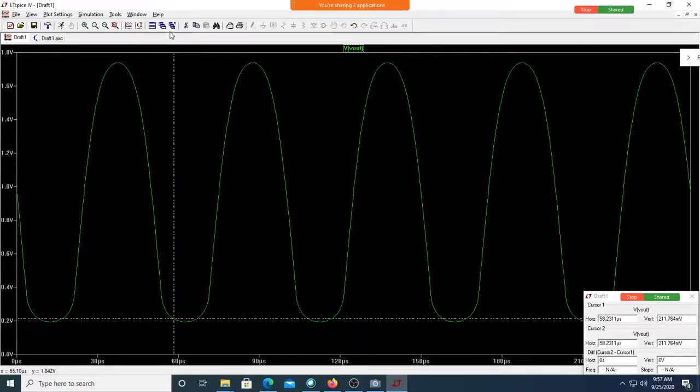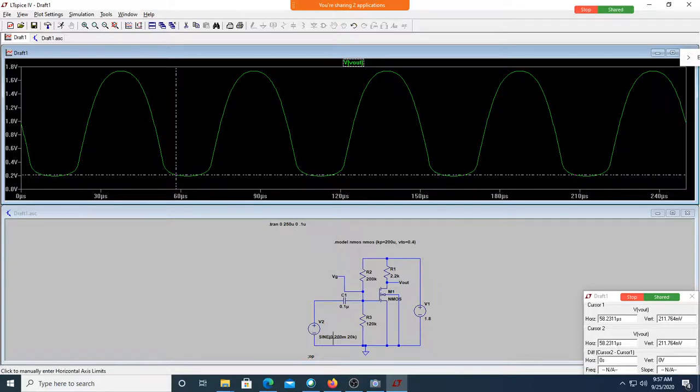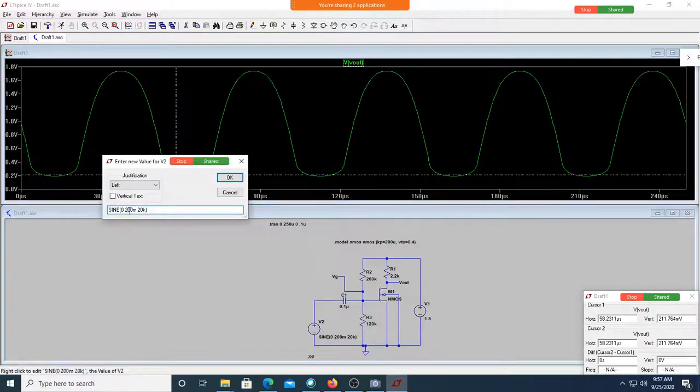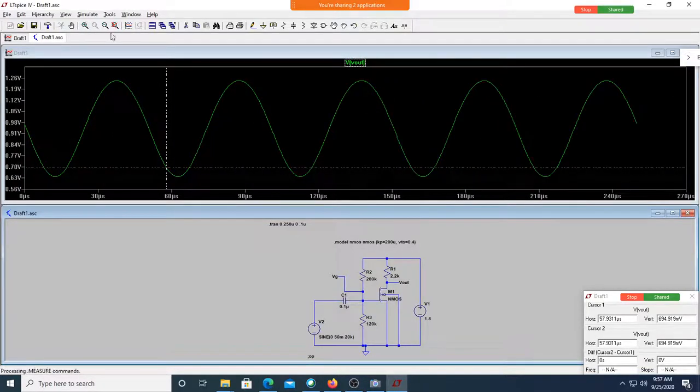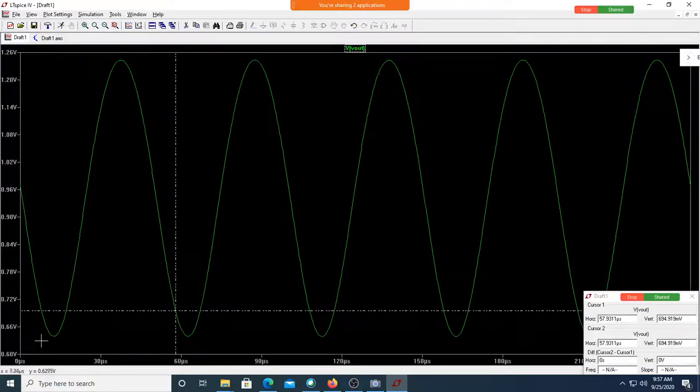So what I'll do, I will reduce this to 50 millivolt and try to see. Let me run it now. Can you see, is this about 275 millivolt? Yes, sir. So is the MOSFET in saturation region for the entire cycle of the waveform? Yes, sir. That's why it looks like a pure sine wave.